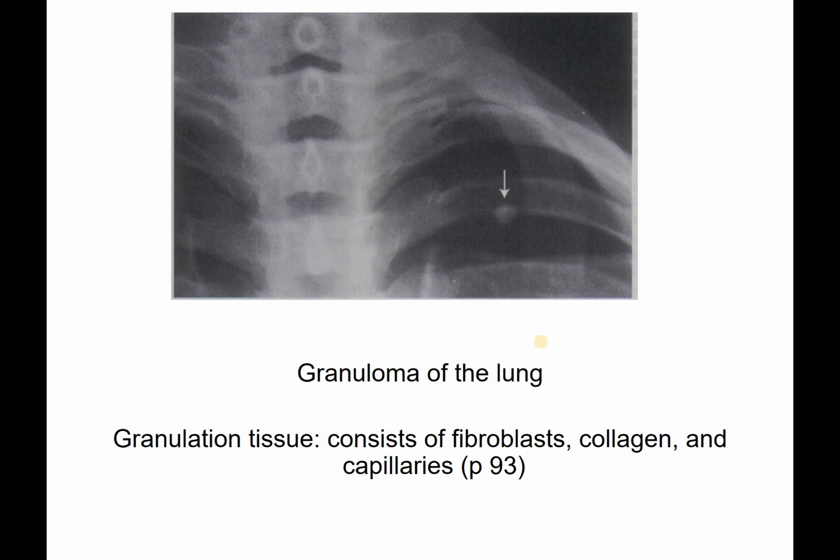Okay, this is an x-ray. You're seeing the thoracic spine here. Okay, here's rib 1, there's rib 2. You're looking at a granuloma, and that's fibroblasts and collagen that has walled off the antigen, the foreign particle that got into the lungs.